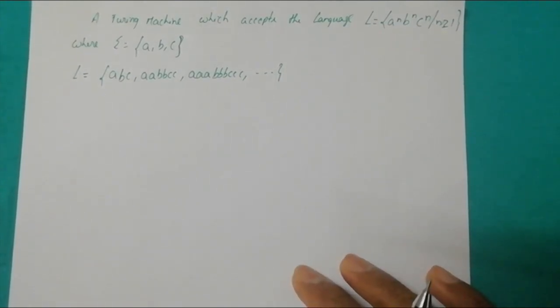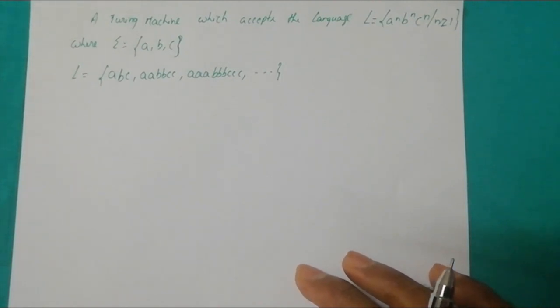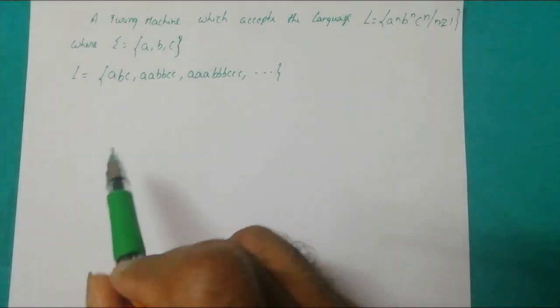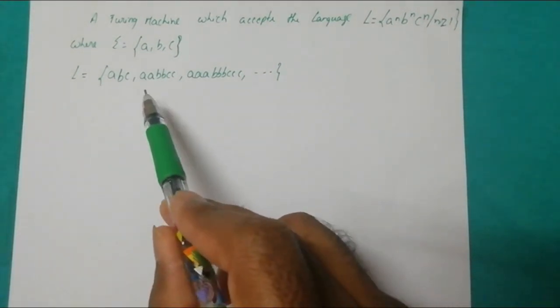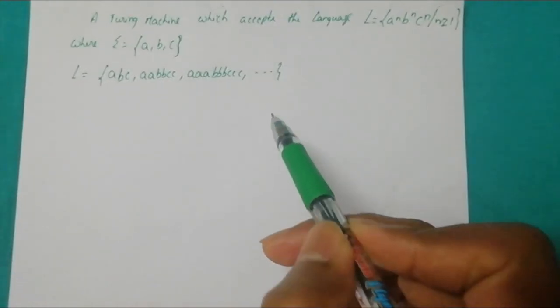Hello everyone. In this lecture, we are going to design a Turing machine which accepts the language L = {a^n b^n c^n | n ≥ 1} formed over sigma = {a, b, c}. The language contains the set of strings which are of the form n number of a's followed by n number of b's followed by n number of c's. That is, the minimum string is abc, the next string is 2 a's, 2 b's, 2 c's, and so on.